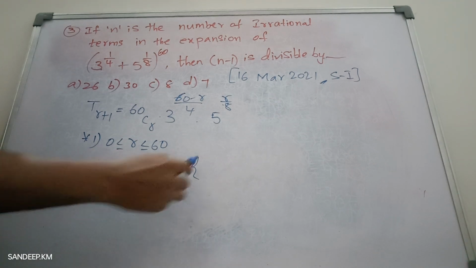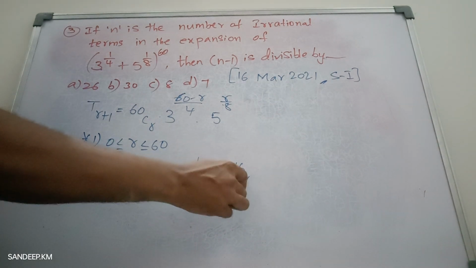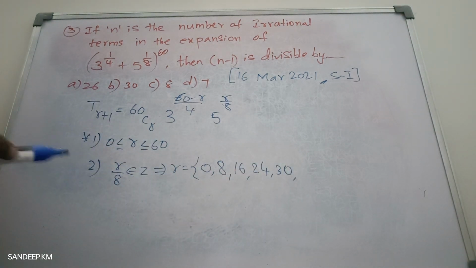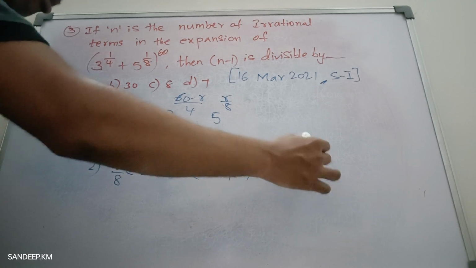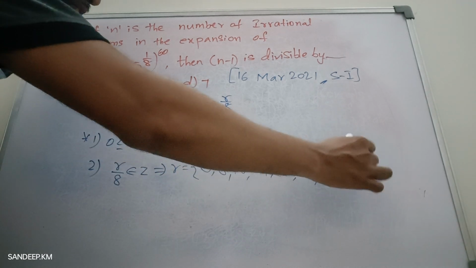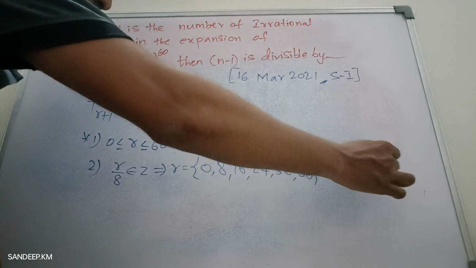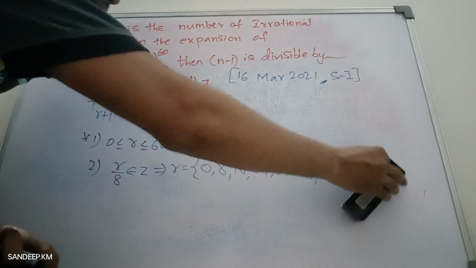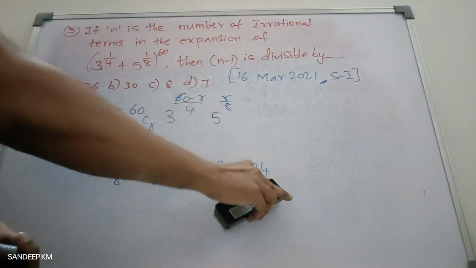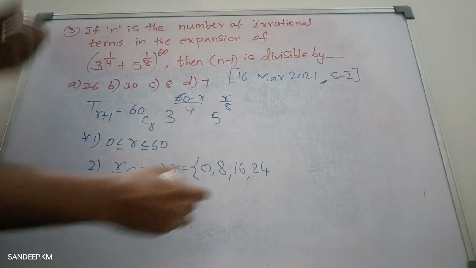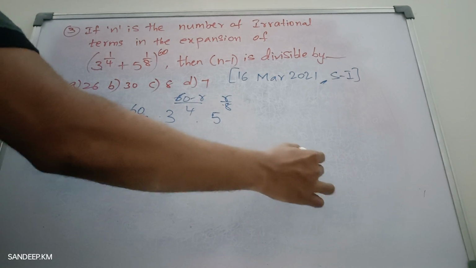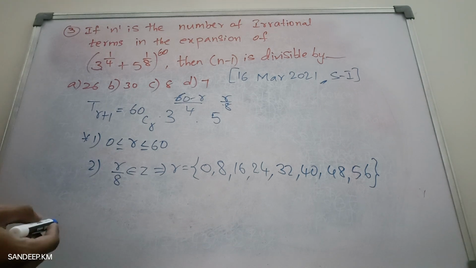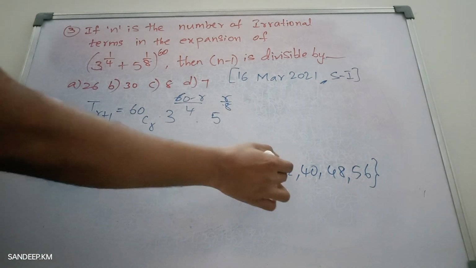So then what are the values of R? The multiples of 8, which is 0, 8, 16, 24, and then what? 36, 42, 48, 54, and then wait a second, I made a mistake. Yes, I made a small mistake here. I should take the multiples of 8, not the multiples of 6. So then 8 4s are 32, 8 5s are 40, 48, 56. That's it. So how many values of R? 1, 2, 3, 4, 5, 6, 7, 8.